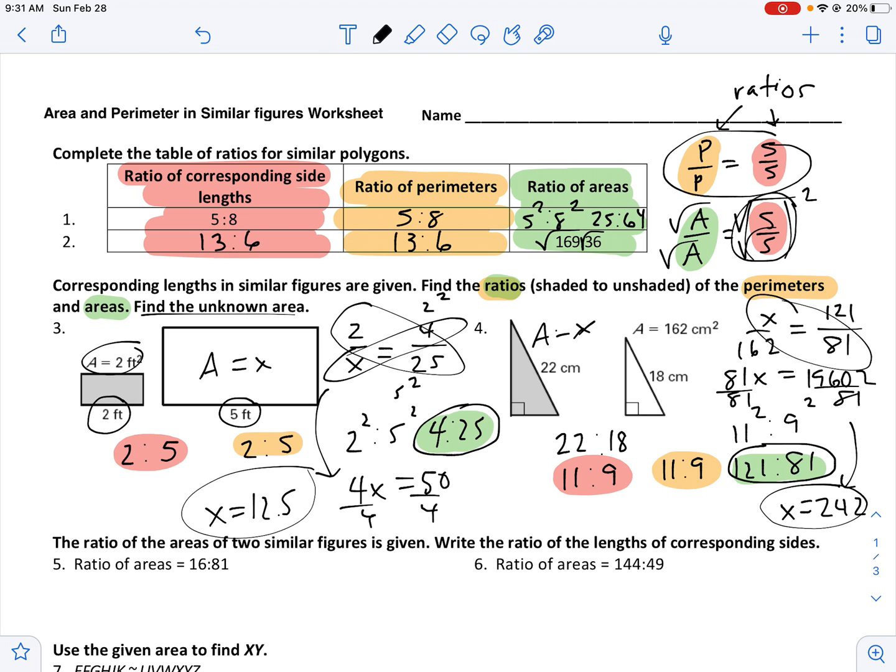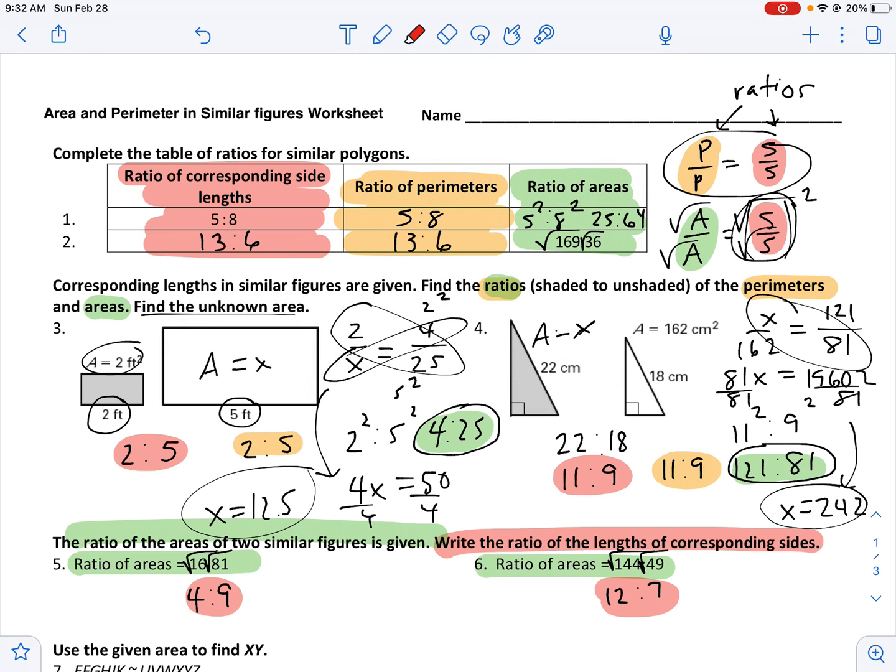All right, the last thing we're going to look at, find the ratios of the lengths. So we're looking for the red number if you know the green number. What we saw earlier, you can find that by taking the square roots. This is just the square root of 16, which is 4, and the square root of 81, which is 9. This is the square root of 144, which is 12, and this is the square root of 49, which is 7. So there's our answers. And if you don't remember how to find the square roots, just Google it.